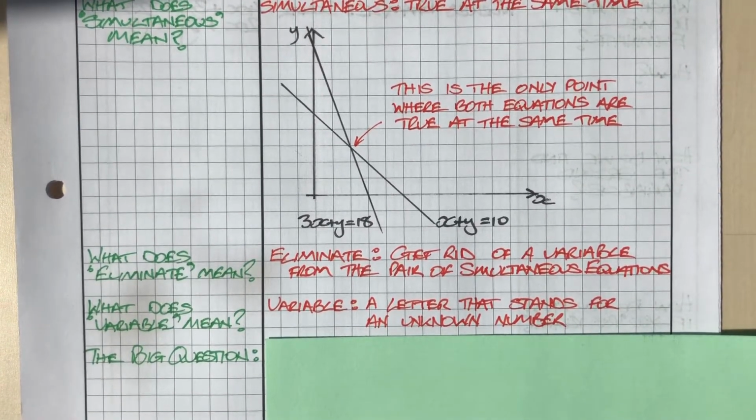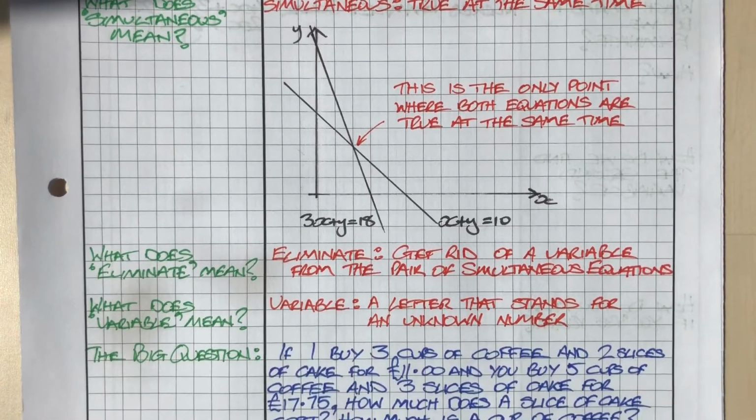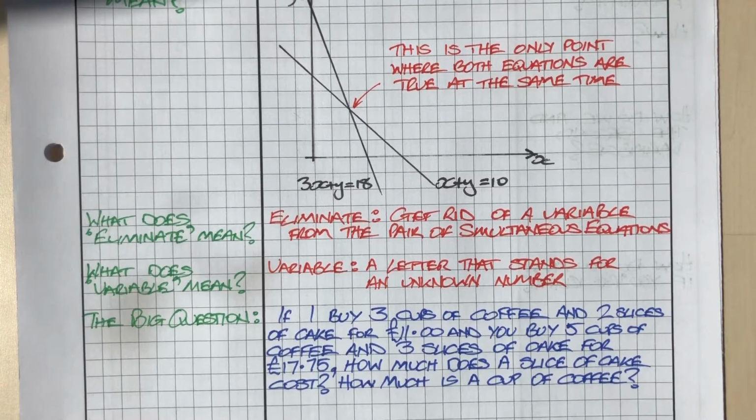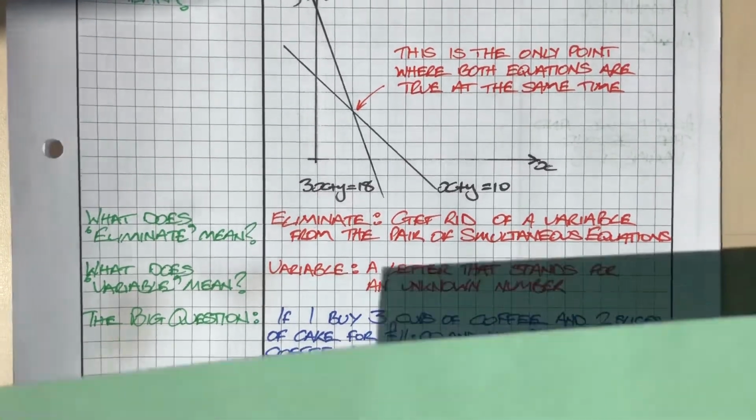Okay, now that will allow us to answer questions like this one. If I buy 3 cups of coffee and 2 slices of cake and it costs me £11, and you buy 5 cups of coffee and 3 slices of cake and it costs you £17.75, how much are we paying for a slice of cake? How much are we paying for a cup of coffee? Now, I'm not going to answer this yet. We'll come back to this question, but the techniques I'm going to show you will allow you to answer these sorts of questions.